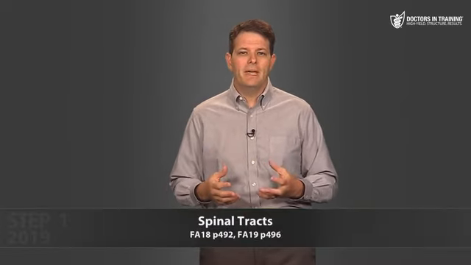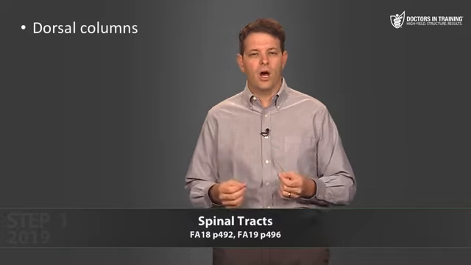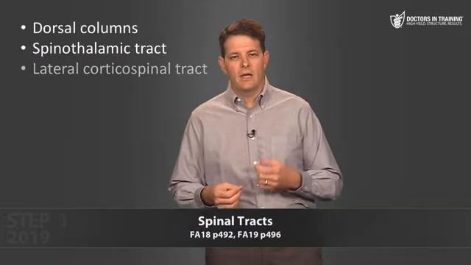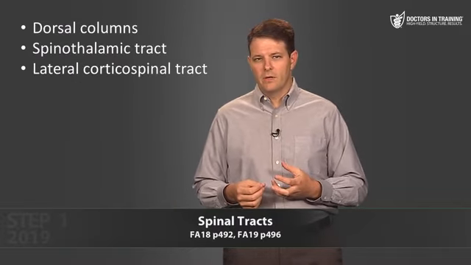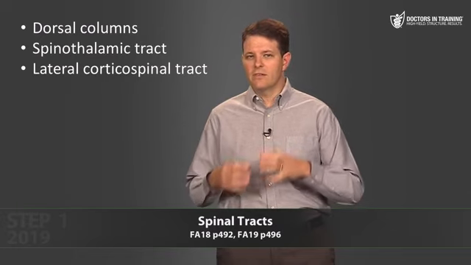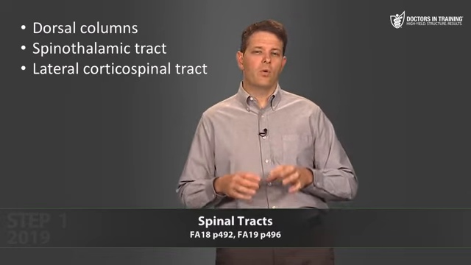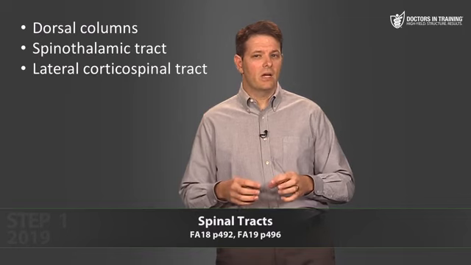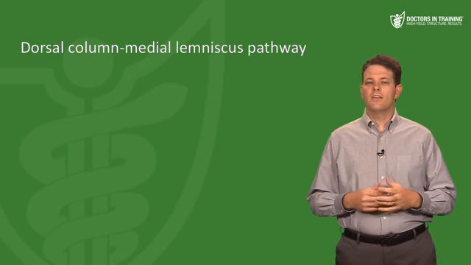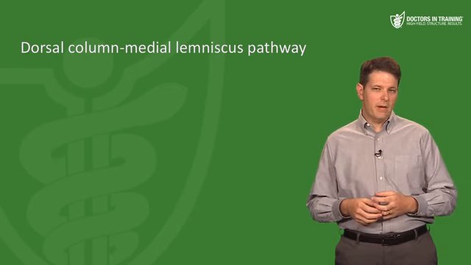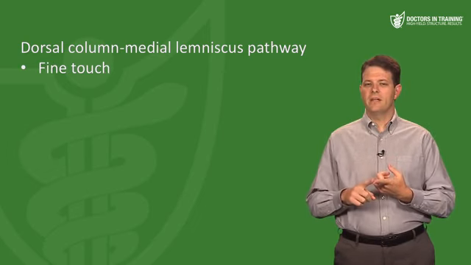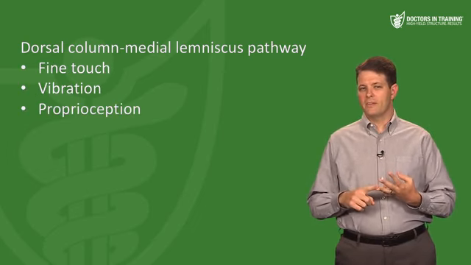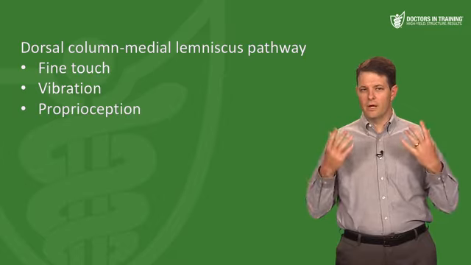So the three main tracts that we're going to discuss are the dorsal columns, the spinothalamic tract, and the lateral corticospinal tract. Now, we're going to review the location of these tracts later on. For now, I just want to focus on what kinds of information these tracts carry and where they decussate. So let's start with the dorsal column medial lemniscus pathway. This is the pathway that carries fine touch, vibration sense, and proprioception signals from the body to the brain.